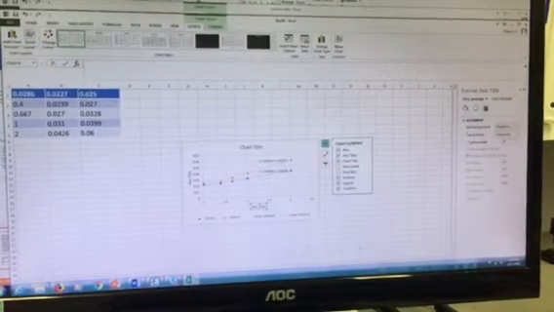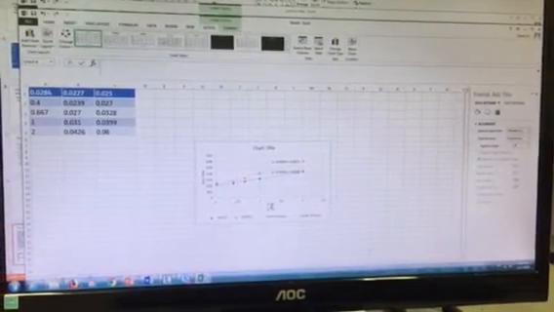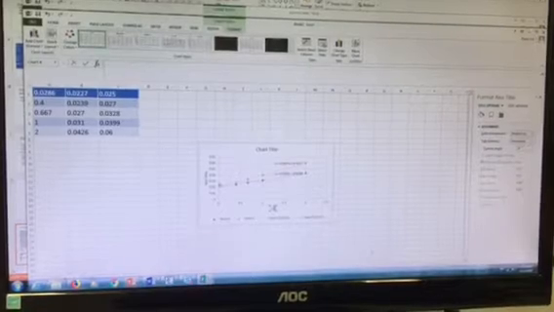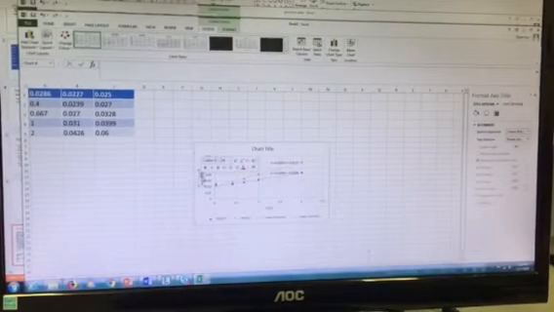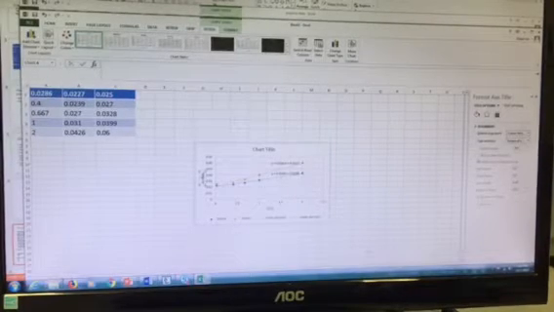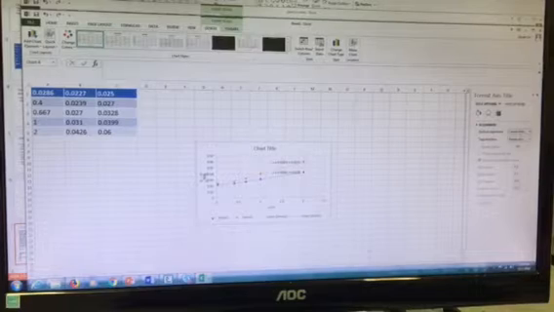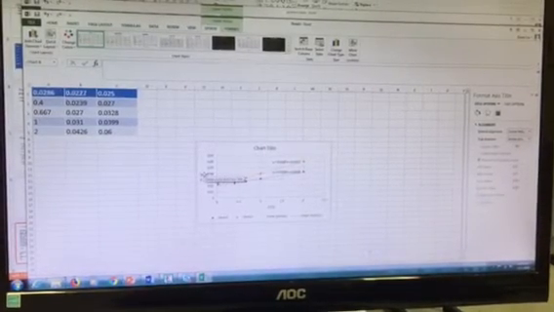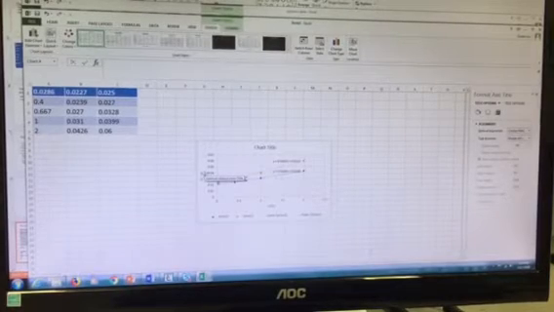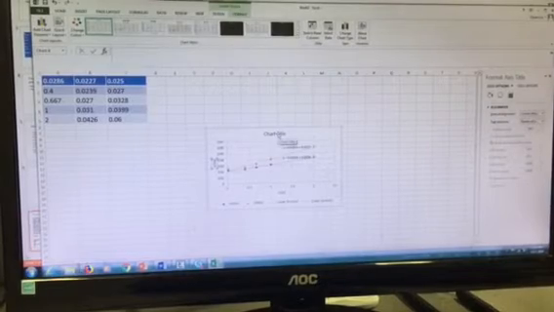and what we're going to do is do 1 over concentration of substrate and 1 over V initial. You can also figure out the title of the chart.